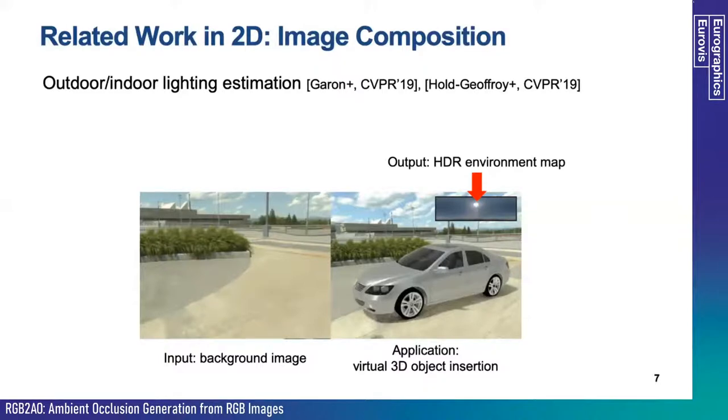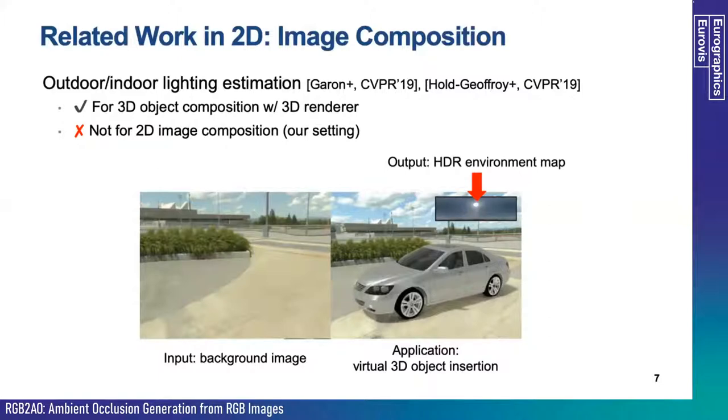We discuss another related topic to make image composition look realistic. In outdoor or indoor lighting estimation, given an image for background, some parameters representing the 3D lighting environment, such as an HDR environment map, are estimated. Using the estimated lighting model, we can render a new 3D object with known geometry and material realistically, as shown in the live video. However, this is for 3D object compositing and it's not applicable to our setting.